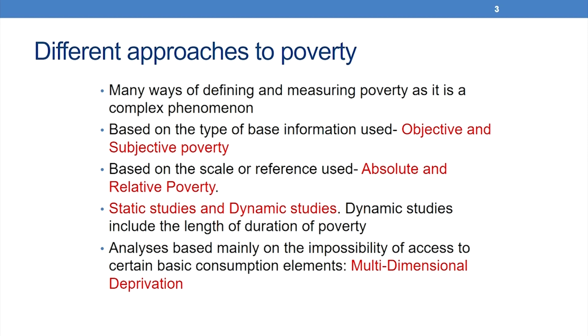From a completely different perspective, analyses are carried out based mainly on the impossibility of access to certain basic consumption elements, as it is understood that these limitations can result in a lack of social integration, and therefore, we refer to multidimensional deprivations. So, to begin with, there are these very different approaches to poverty. Going by the base of information, you have subjective and objective poverty, and absolute and relative poverty, which usually refers to income poverty, or sometimes we take expenditures as a proxy of income. The duration of poverty is also a matter of big concern, and looking at poverty in terms of achievements, or in terms of the deprivations that an individual or a group of individuals are facing, is also extremely important.